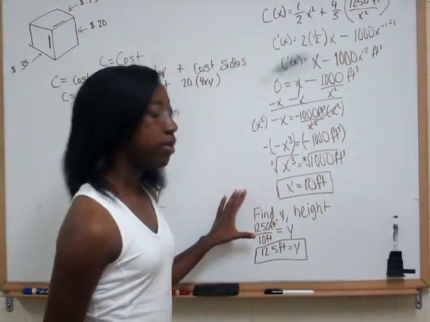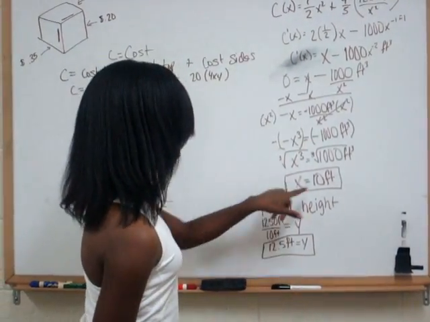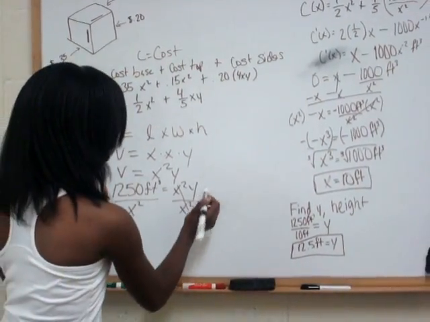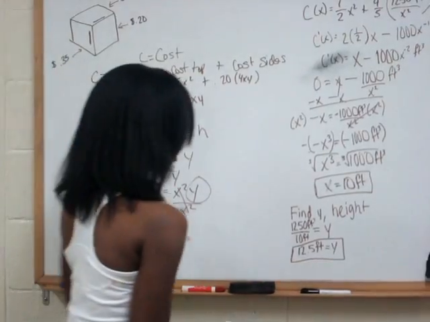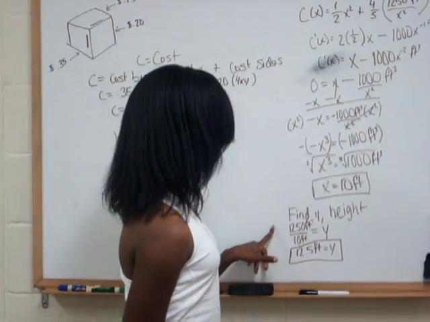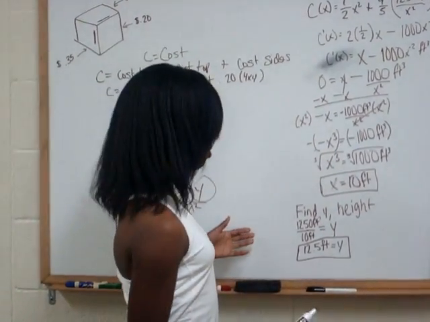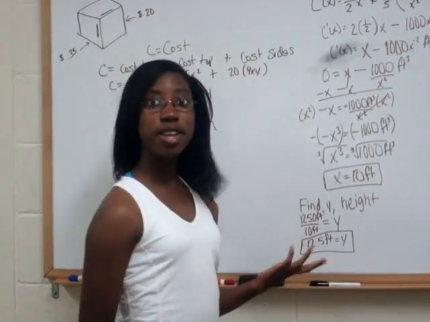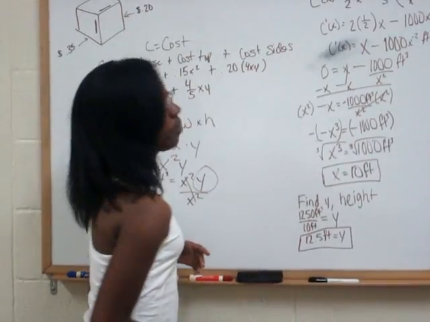Now we need to find y, which is our height. So we can put this value back into our equation when we solve for y. And we get 1,250 cubic feet over 10 feet, which equals y. When you divide that number by 10, we get 12.5 feet, which is our y.